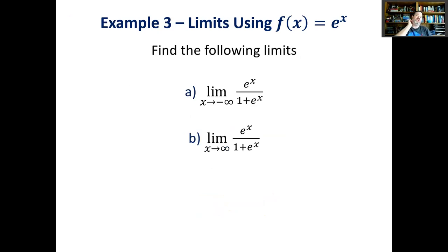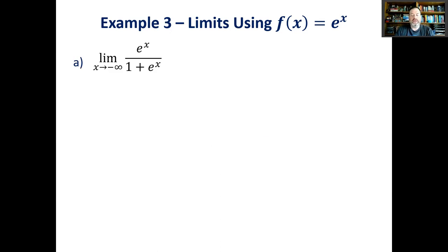So here we have an interesting function. This function is e to the x over 1 plus e to the x. And we're going to investigate its long-term behavior on both sides. What happens as you go to the left and what happens as you go to the right. We're going to do it with algebra. We're not using graphs, not using tables.